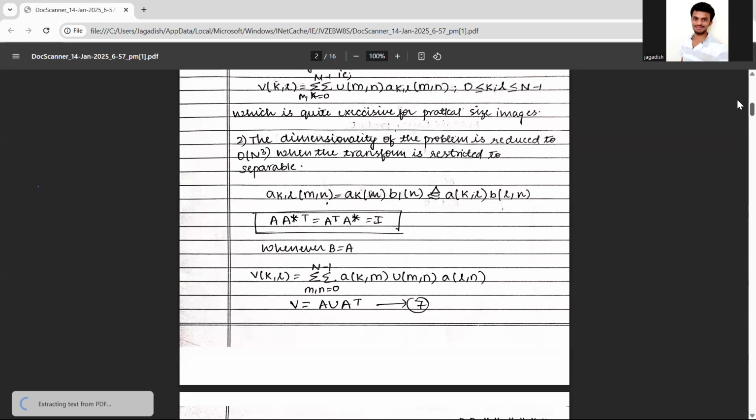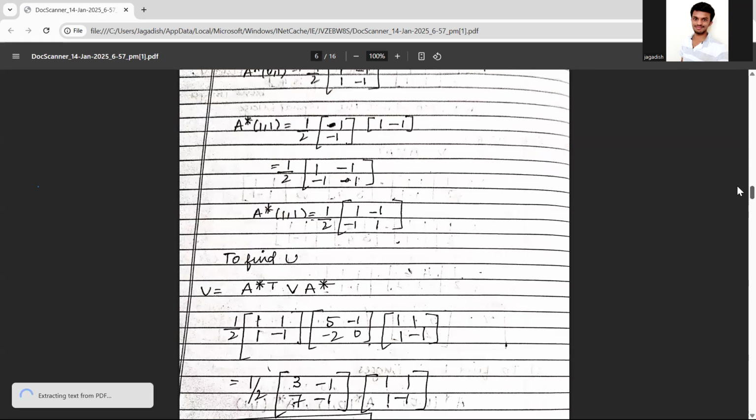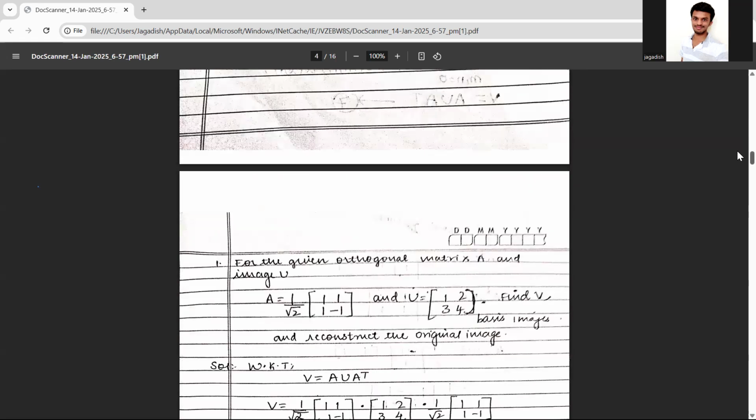See, whatever I will be telling, you are supposed to study from module 2. First, you will be studying definition of image transforms, image basis images. Then you will be studying that derivation, the unitary transform and separable unitary transform derivation. Then you will be studying the problems. Whatever I've taught in this problem, they might change and give the values. So this problem will be for 8 marks.